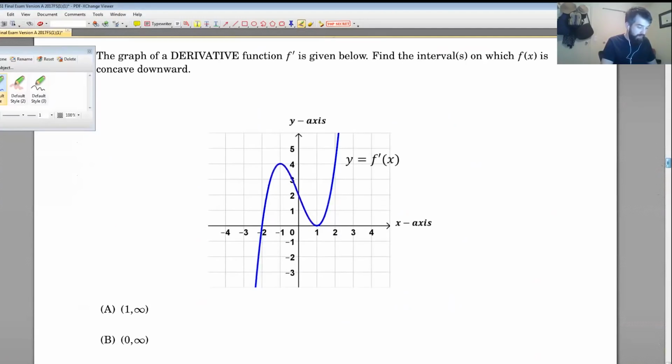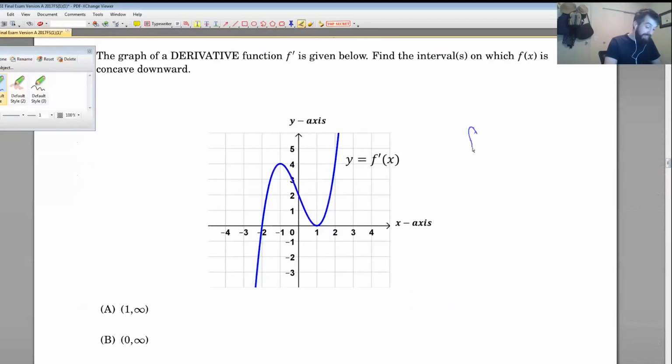Find the, okay, one second. I love these problems. These are always my favorite problems. Okay, I've given you the derivative, I've given you the f prime. And then I need to find the intervals where f is concave down. Okay, so what does this mean?